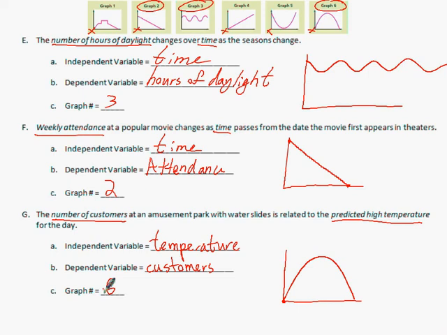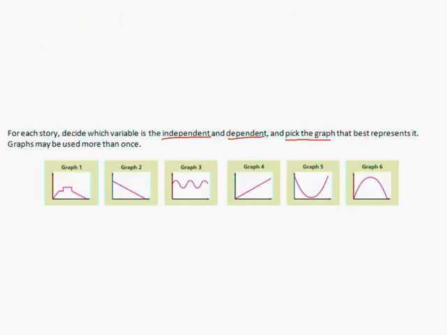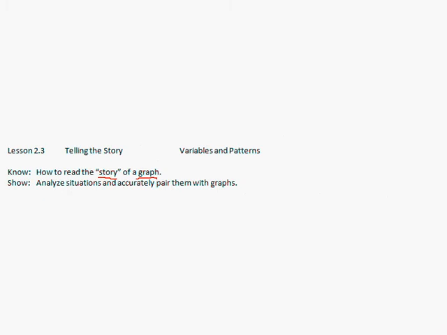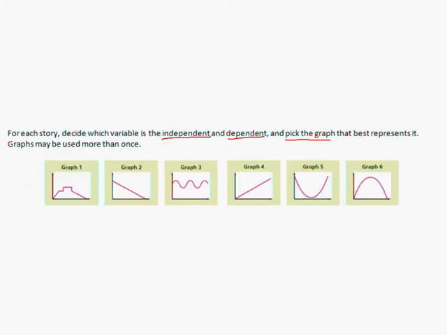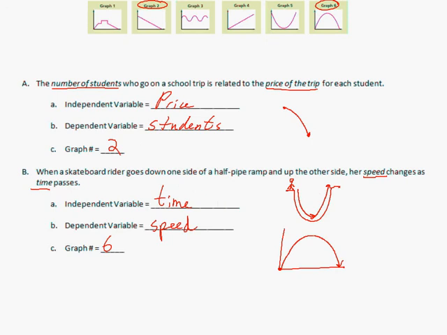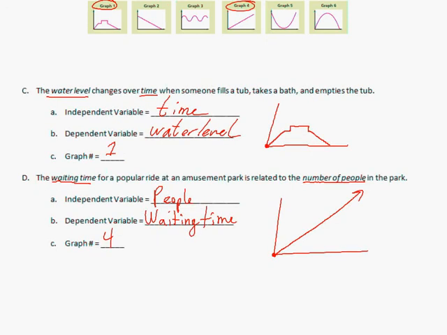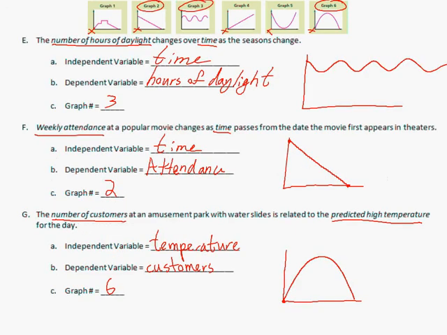Alright, let's check back through the worksheet, make sure we haven't left anything blank. So we were going to read the story of a graph. We're going to analyze situations. Each situation we have to determine the independent, dependent, and pick the graph. We did that for A, B, C, D, E, F, and G. This is the end of lesson 2.3. Up next is lesson 3.1 in variables and patterns.